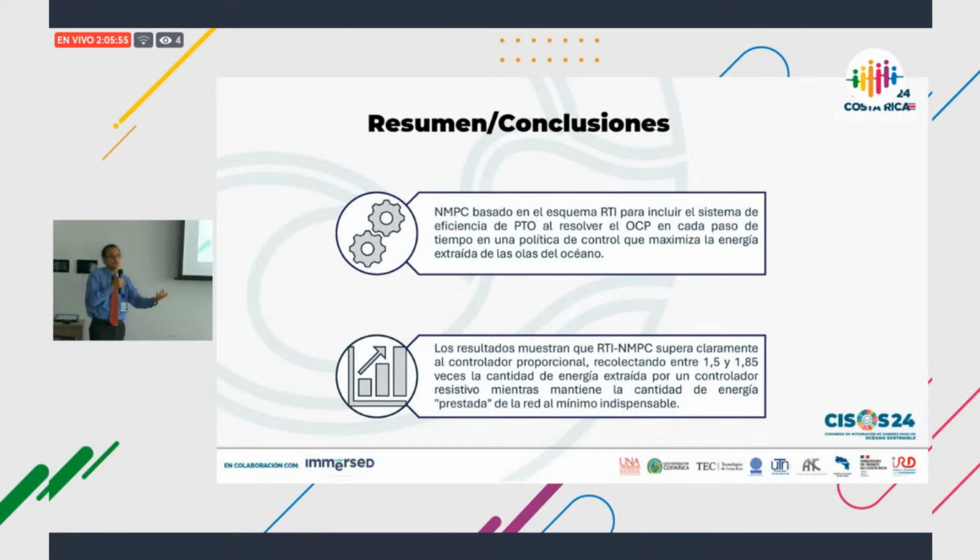So for a device, I'm able to extract more energy. This means that I can sell that energy cheaper. It's a way of reducing the operational cost of the system.